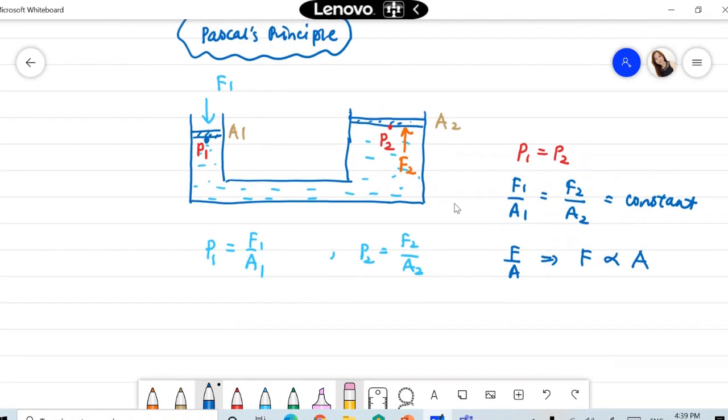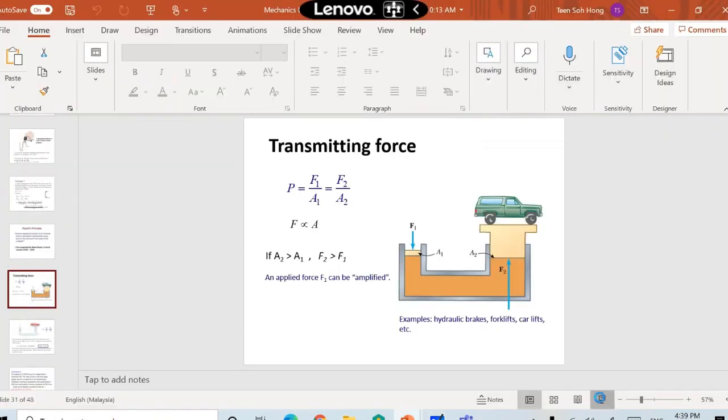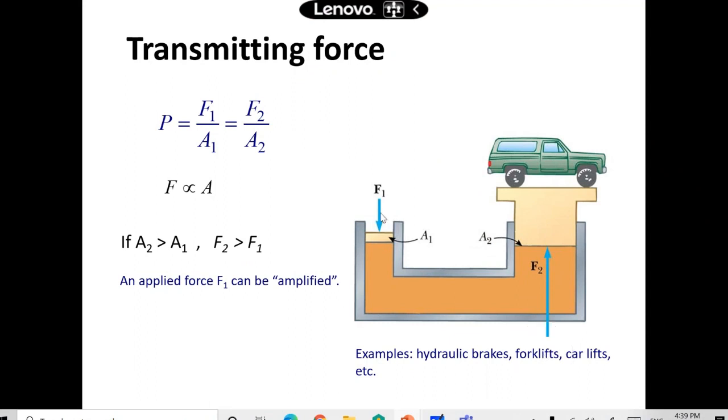If you increase the area, the force exerted on this area will be increased as well. As shown in this diagram, the area of piston 1 is smaller, so you may just apply a smaller force on piston 1. The force exerted on piston 2 is higher because the area of piston 2 is higher. Why? Because F over A is a constant, which implies that F is proportional to A. We use it in a hydraulic brake system. You just need to apply a small force on a smaller area, but you are able to lift up a large object. This is the application of Pascal principle.